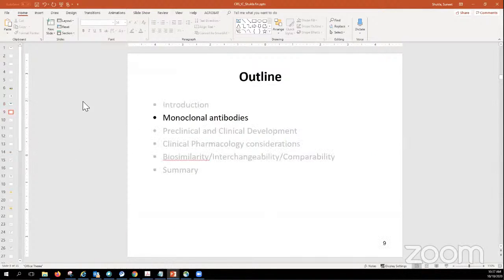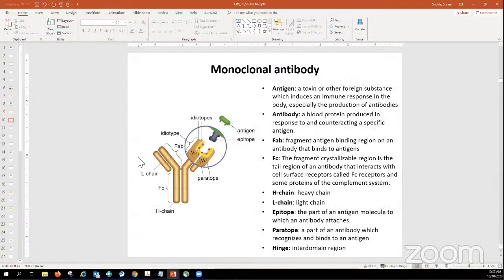So moving on to the next topic, which is monoclonal antibodies. I think Dr. Rajeshwari provided a nice overview of the structure of the monoclonal antibody. I would just like to show that there is this antigen, which is a toxin or other foreign substance, which induces an immune response in the body, especially the production of antibody. And this antigen has an epitope, which is the blue part here, which binds to the paratope on the antibody. So the antibody is a whole molecule, a blood protein produced in response to and counteracting a specific antigen.